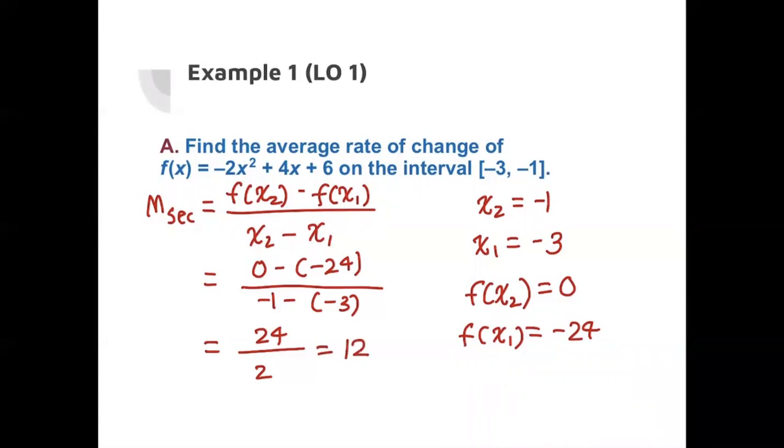So the average rate of change of this region can be understood to be what? 12. Okay. Hope you understand what I'm doing right now and understand how the concept works here. Basically, what I did is from this function, I drew a secant line that passes these 2 points and found the average rate of change of that linear function. Okay, great.